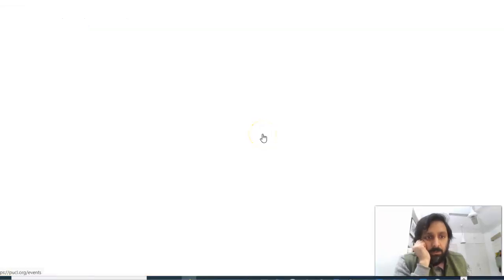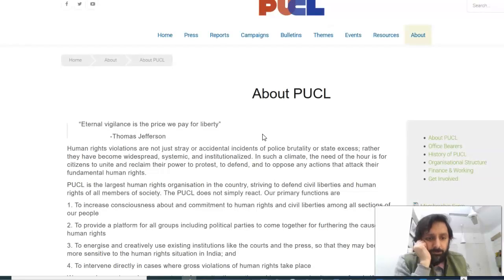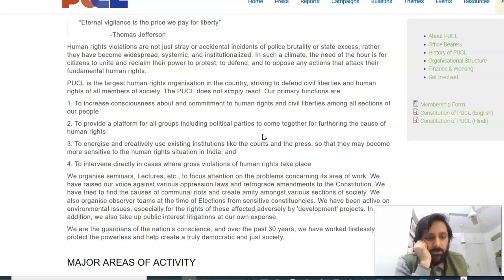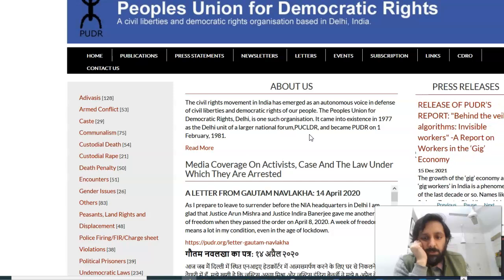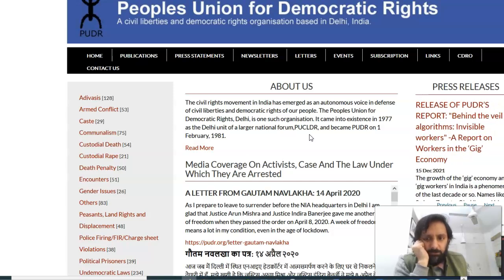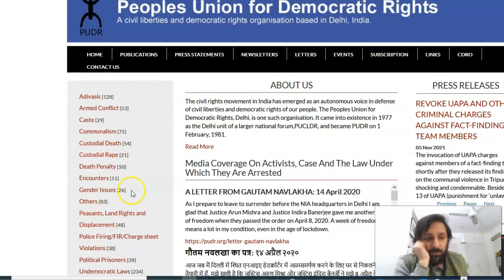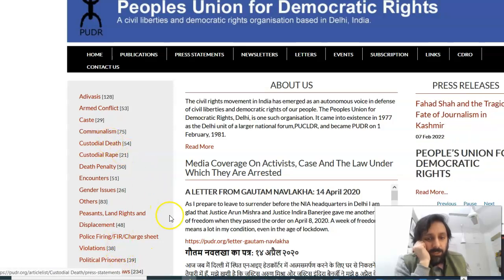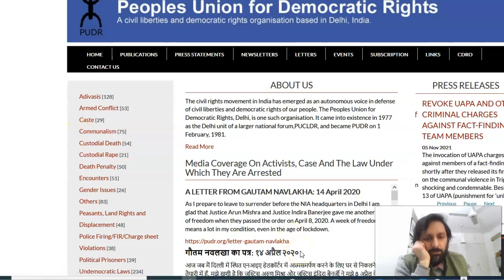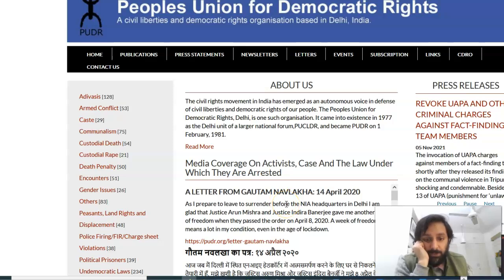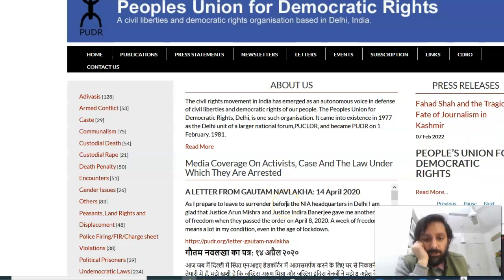The Nagaland massacres, to take one example. Here's the manifesto of PUCL. There's the website of PUDR, and you can see on the left-hand column the range of issues that they are involved in: police firings, political prisoners, custodial death. So these are examples of state violence, but they also take up cases of caste, communalism. You see at the top is a letter from Gautam Navlakha, who in fact is currently in custody.